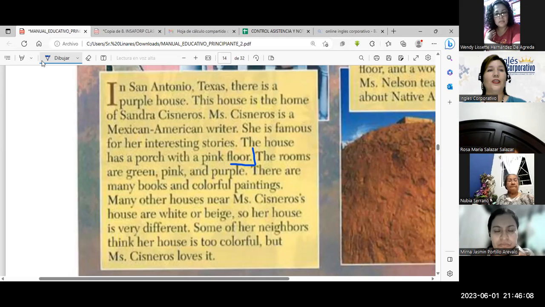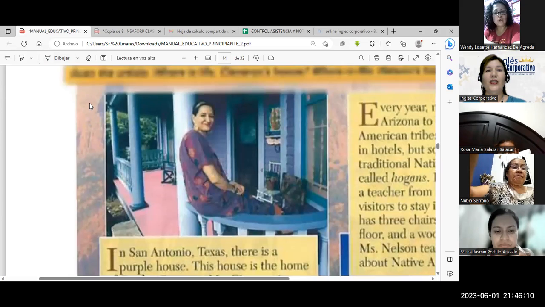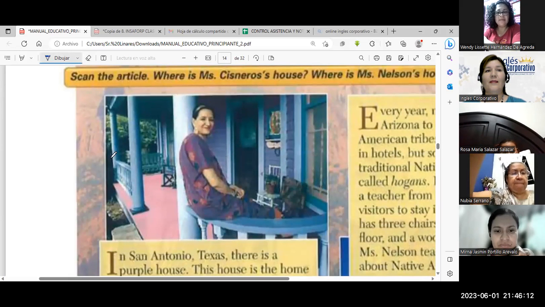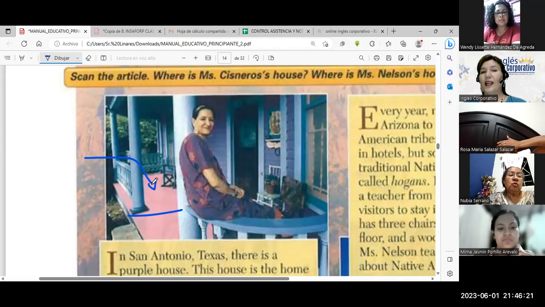So what is a porch in this case? The porch is this one, right? The porch is this one. The porch with a pink floor. Tiene un porch con el suelo color rosa.